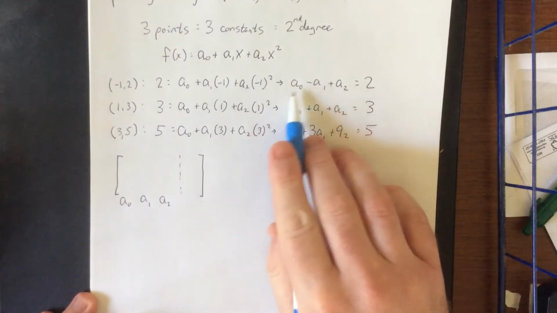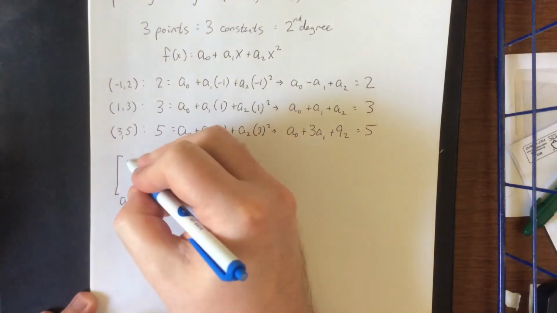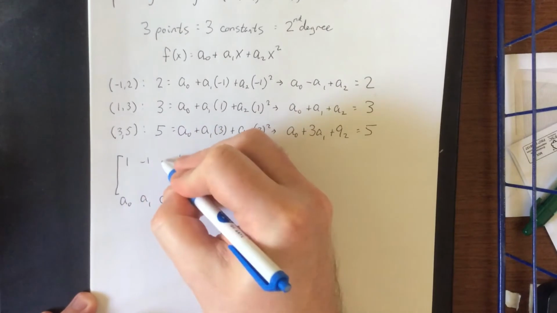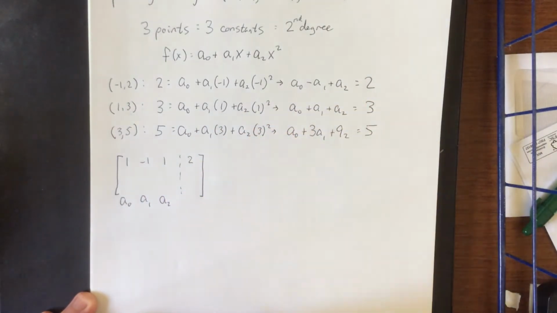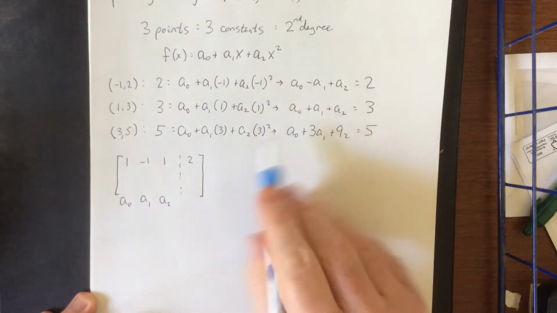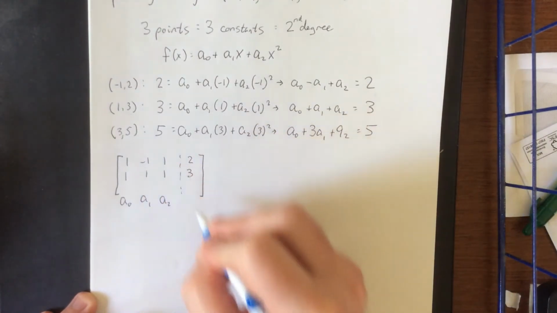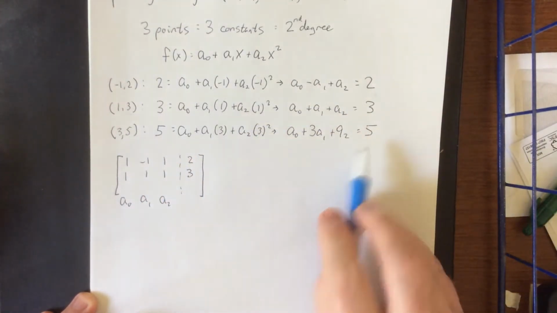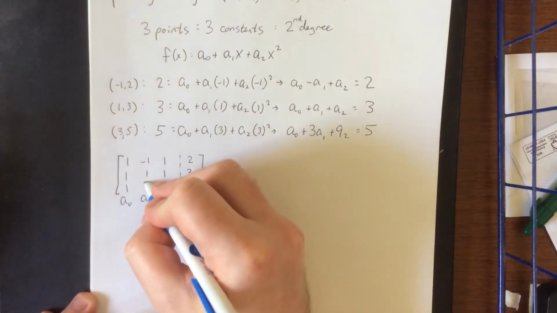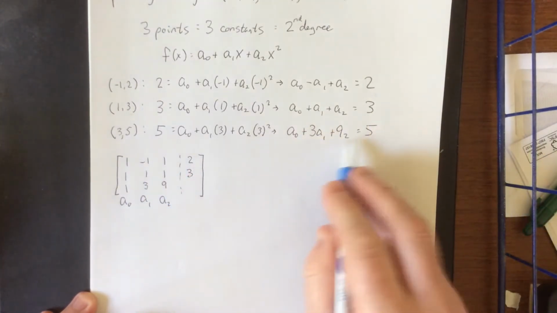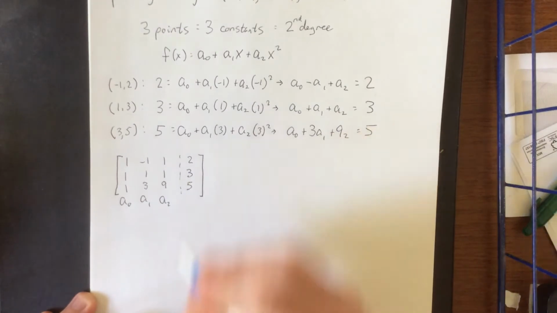So interpretation of the first equation as the first row, coefficients are 1, -1, 1, 2. Second row, coefficients are 1, 1, 1, and it's equal to 3. And for the third equation, this would be 1, 3, 9, and it's equal to 5.